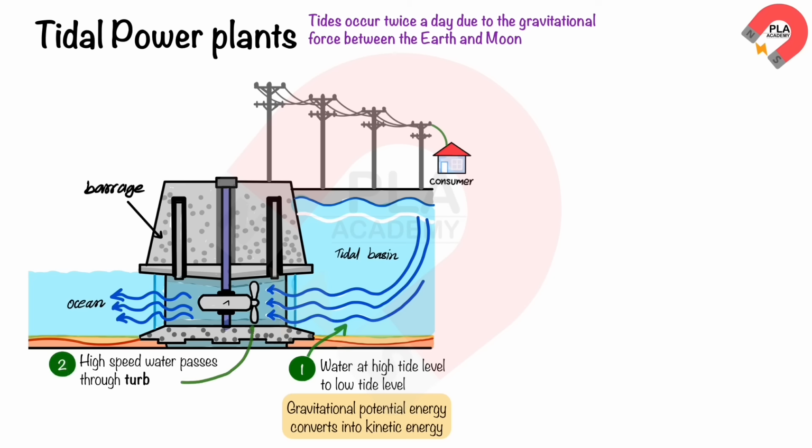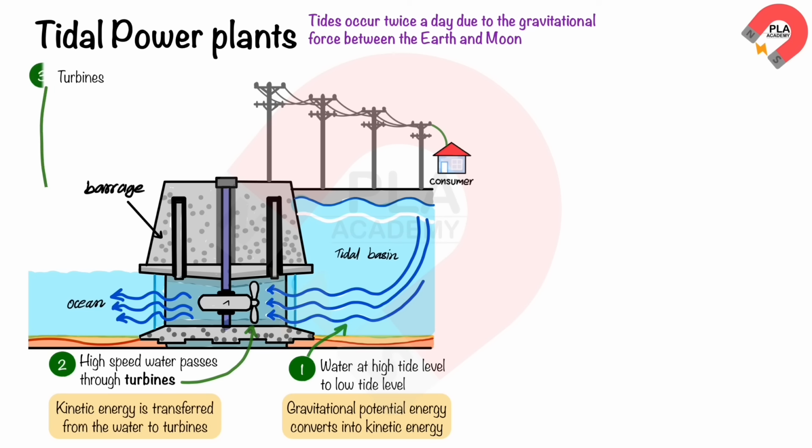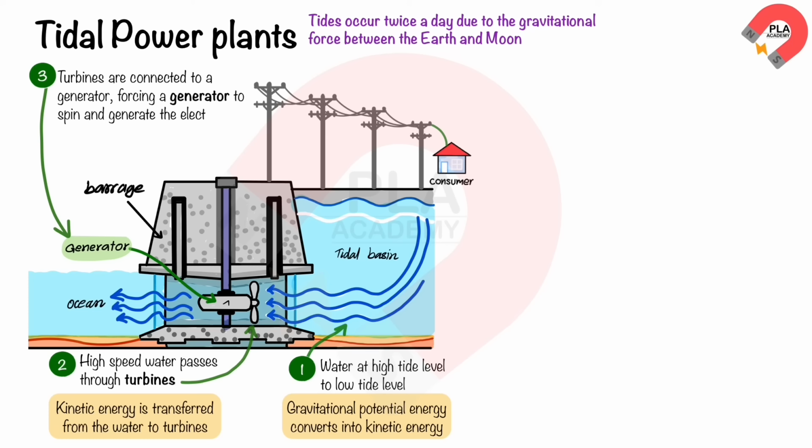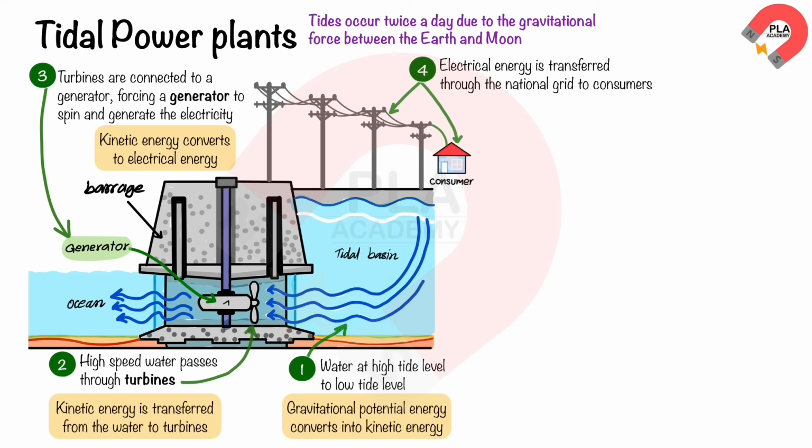This high-speed water passes through turbines. This transfers the kinetic energy of the water to the kinetic energy of the turbines. The turbines are connected to a generator, which causes the generator to spin and generate electricity. This converts the kinetic energy into electrical energy. This electrical energy is then transmitted through the national grid to homes or businesses.